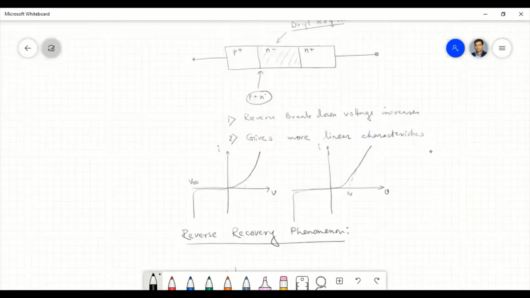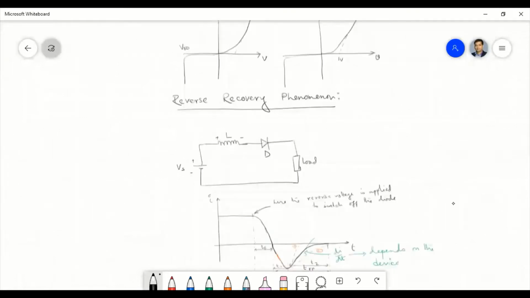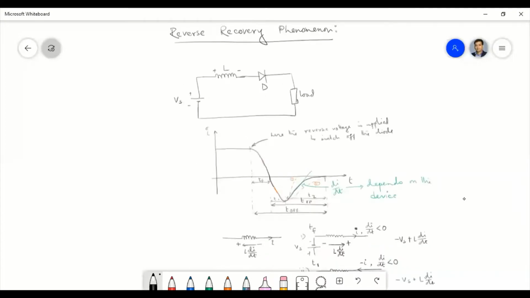And what are the different types of diode? We have discussed the general purpose diode and other different types of diodes. Then the reverse recovery phenomenon we discussed, in which we have seen that the diode takes a definite time to come back to its original state.